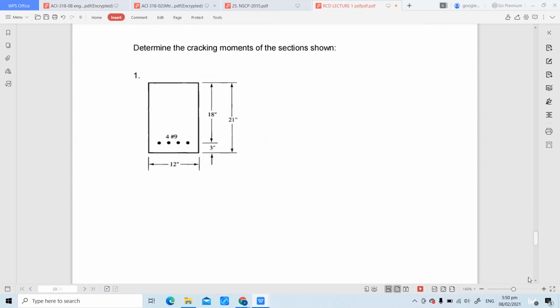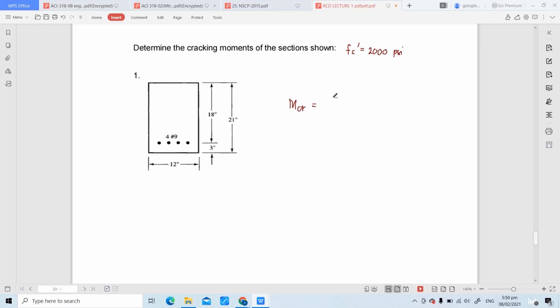Okay. So dito na iba na yung stage natin, no? For this one, we have to determine the cracking moment values given yung mga cross-section below. No? Dito hindi lang nailagay. Let's assume FC prime is 2,000 PSI. No? So, naka-English unit tayo. Cracking moment daw. So, anong formula ng cracking moment?